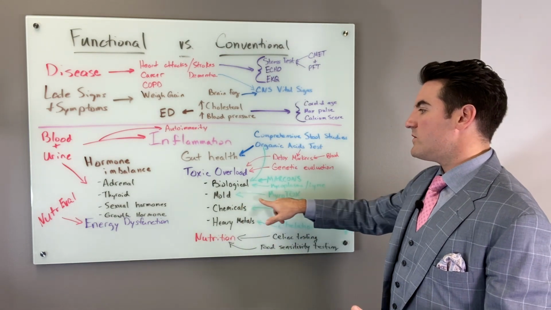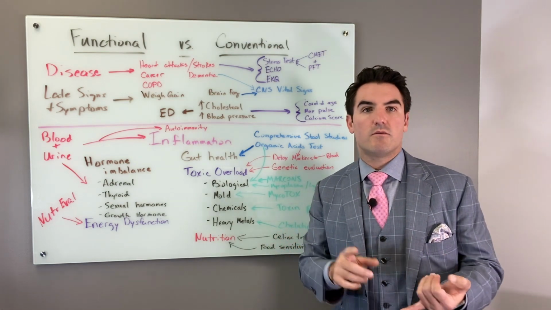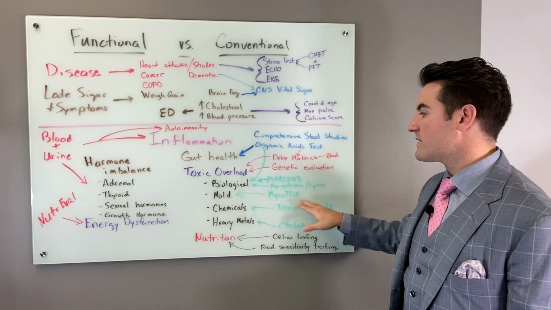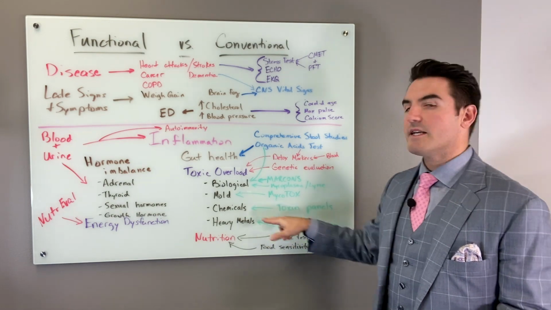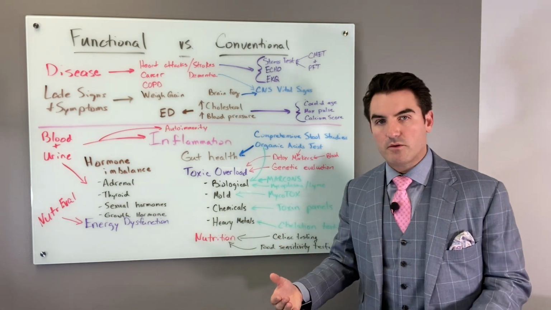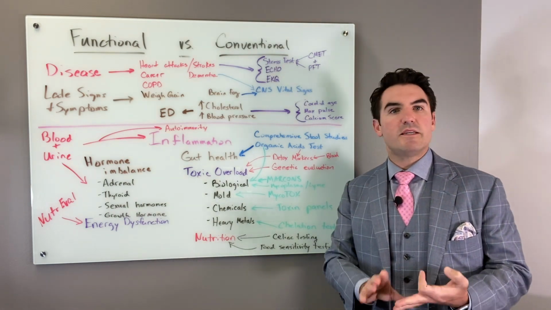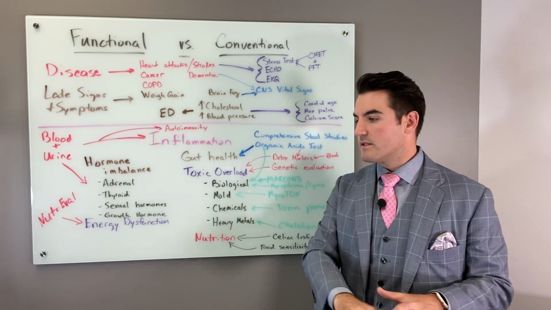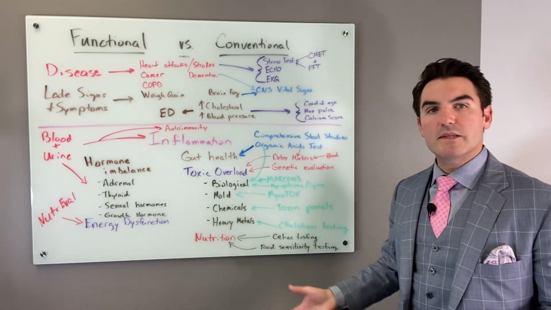Then mold. Mold is a huge one. Water-damaged buildings, and no matter if it's your home or your office or whatever it may be. So we can test for those mold toxins. Then there's chemicals. This is the big hidden one because we've all been exposed to chemicals, whether it be Roundup or MTBE, styrene, plastics, pesticides, herbicides, bug sprays in your building, probably in this building.